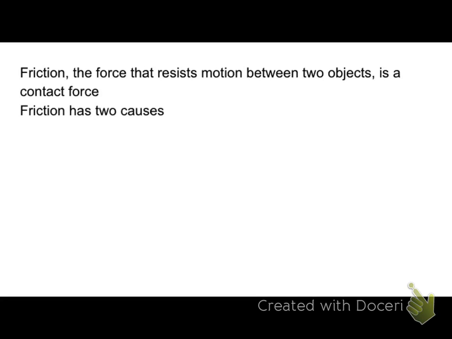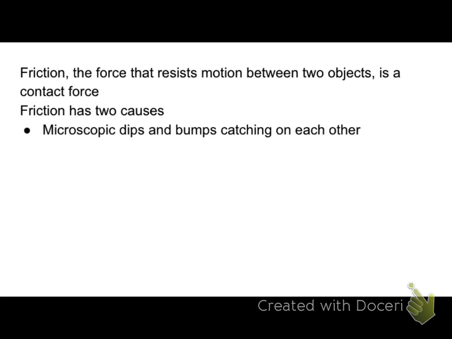There are two causes for friction. Cause number one, the one you're most familiar with, is that all surfaces have microscopic dips and bumps on them that catch on each other. Even smooth surfaces, like the surface of your desk, feel pretty smooth. If you looked at it with a microscope, you would see it in fact had lots of ridges, dips, bumps, and things. And when two surfaces that have those kinds of bumps on them slide past each other, oftentimes those bumps catch on each other and they cause forces that resist those objects moving past each other.